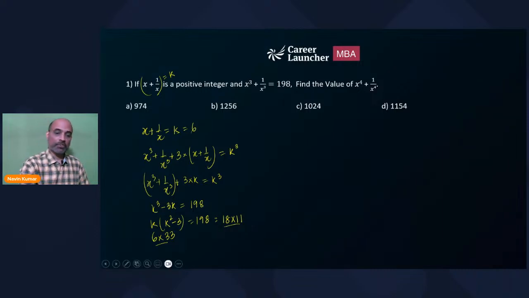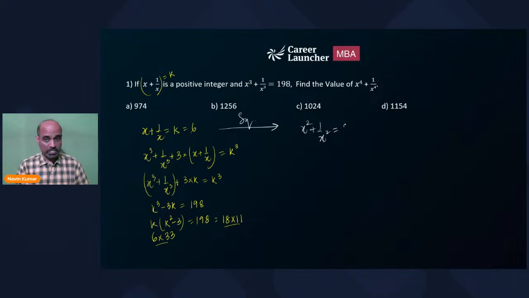Right? Now, once we have reached here, we have to reach x to the power 4 plus 1 by x to the power 4, which we can do by squaring again and again. So if we square on both the ends, we will have x square plus 1 by x square is equal to 6 square, which is 36, minus 2, that will result in 34. If I square it once again, I will have x to the power 4 plus 1 by x to the power 4 plus 2. This will result in 34 square.